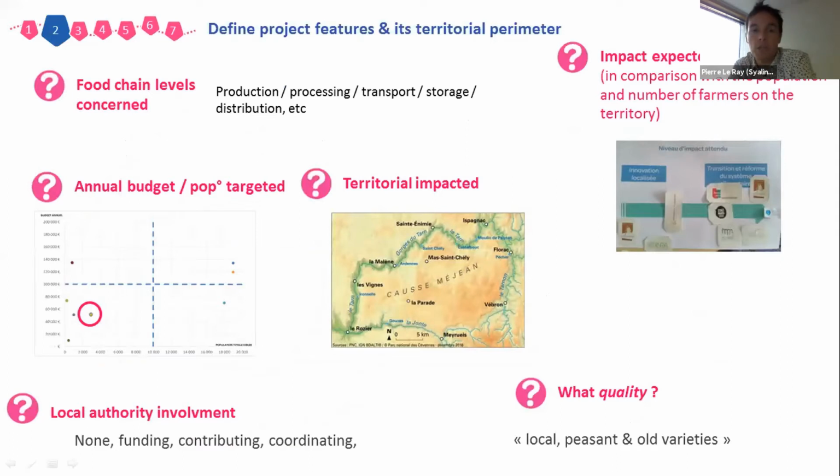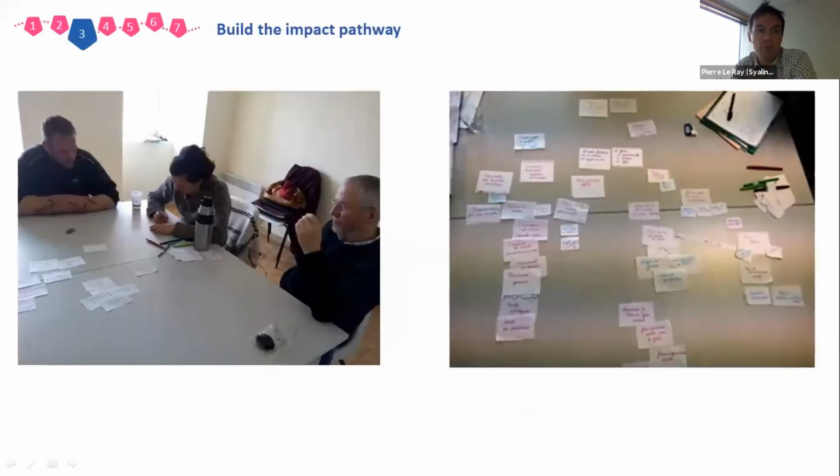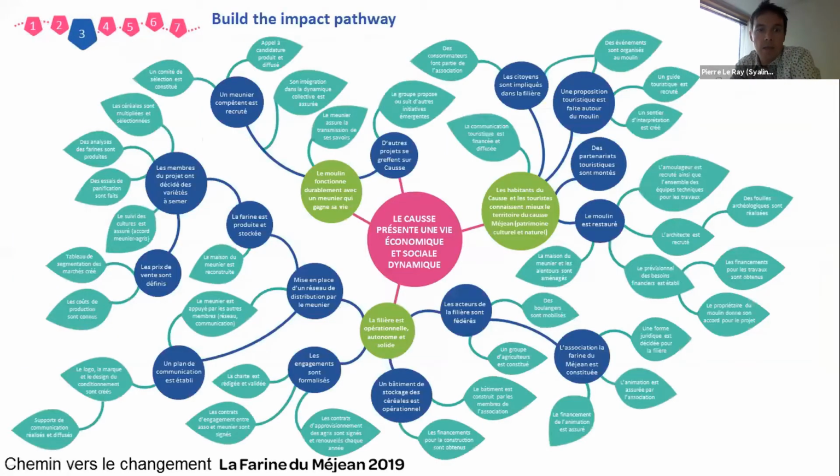After getting some information about the features of the project and its territorial influence, the third step consists in building an impact pathway. As you can see in the picture, we do it during a workshop with stakeholders and the coordination team.